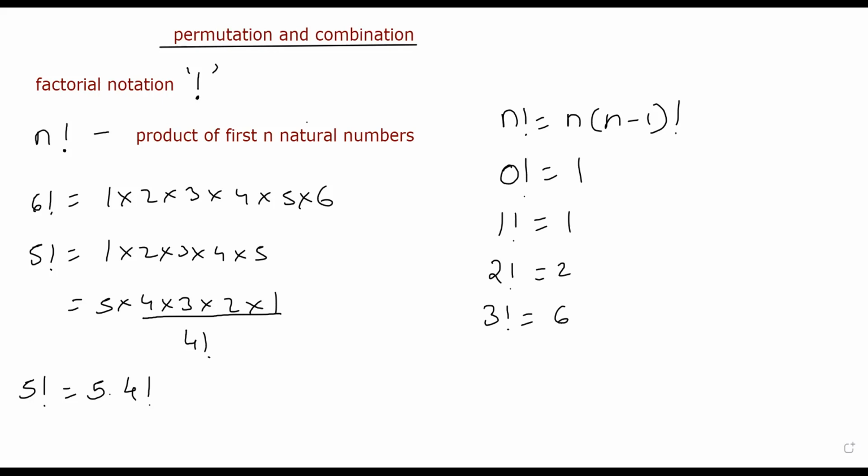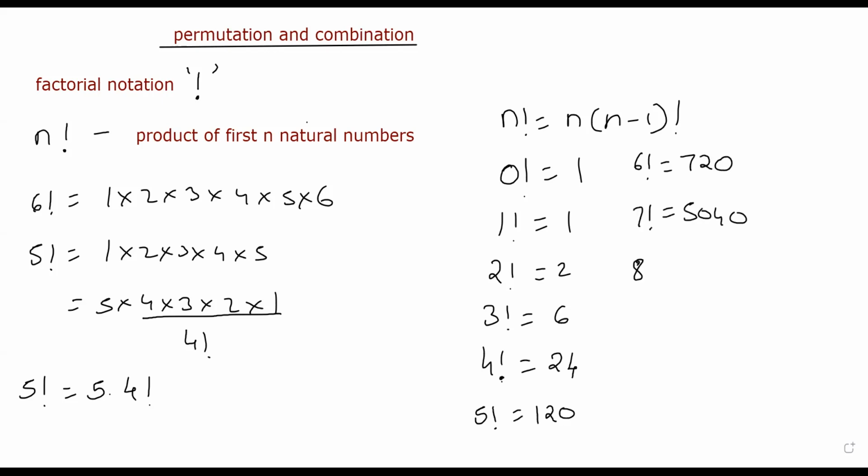That will be 6. 4 factorial is 4 into 3 into 2 into 1. That will be 24. Similarly, 5 factorial is 120. 6 factorial is 720. 7 factorial is 5040. 8 factorial is 40320. 9 factorial is 3,62,880. And 10 factorial is 36,28,800.